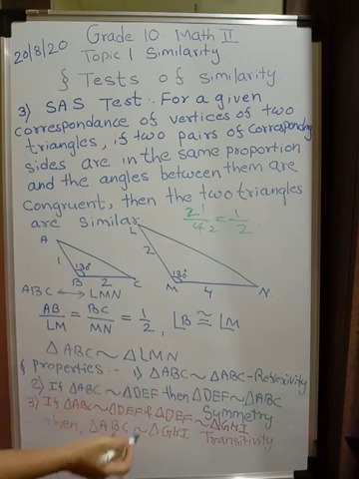So just keep this in mind, and these three tests are important. First was AAA, then AA, and then SAS test of similarity.